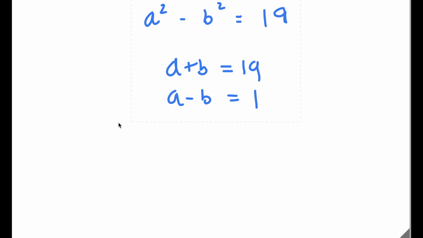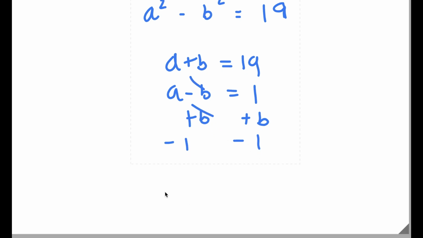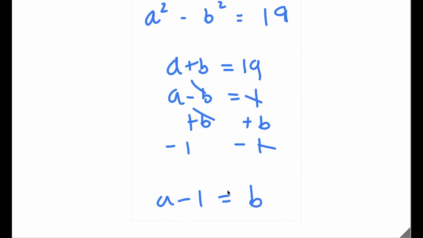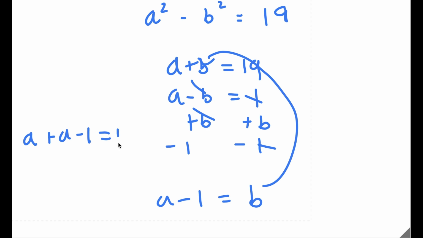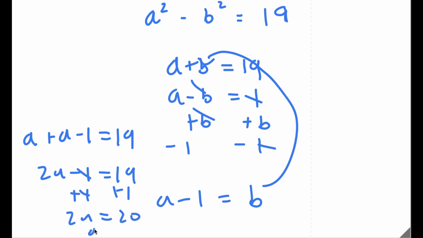We can simply solve for a and b because this is a system of equations. So if a minus b equals 1, I'm going to add b on both sides and subtract 1 on both sides. So then these two cancel out and I'm going to be left with a minus 1 is equal to b. So now I can go ahead and plug this into my original equation. So now I have a plus a minus 1 is equal to 19. A plus a is 2a, so I have 2a minus 1 is equal to 19. If I add 1 on both sides, I get 2a is equal to 20, meaning a is 10.